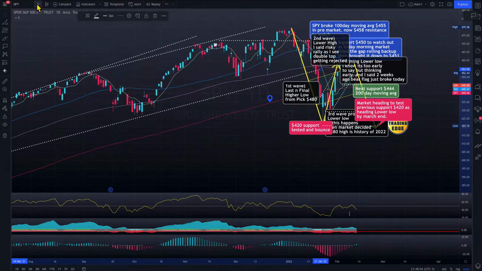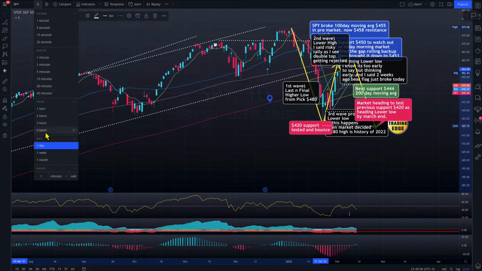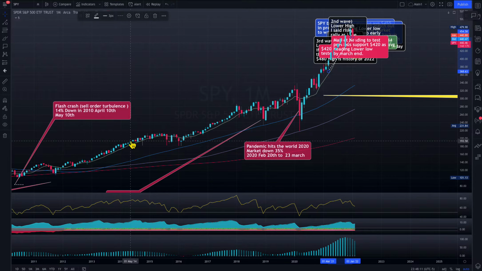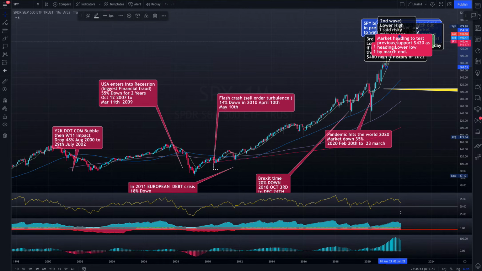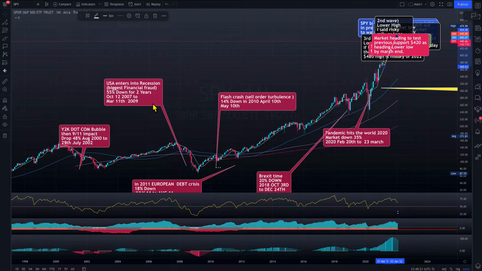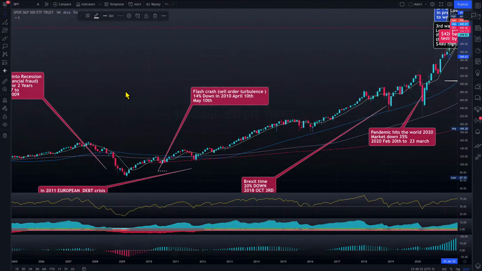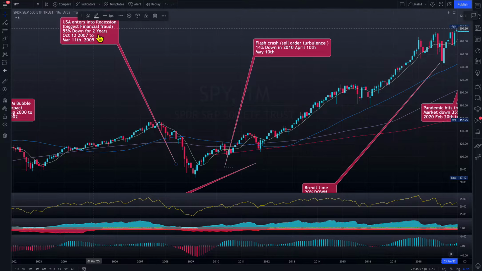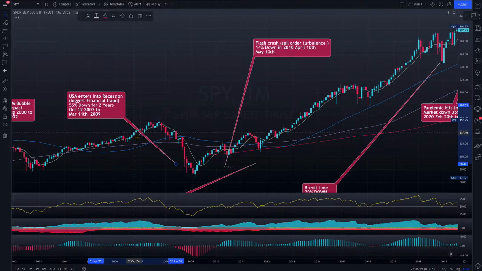So I'm going to take you there. If you want to see right here, I can take you to that one. Let's go to the monthly chart. Okay, right here. So, Y2K, 2008, I remember the USA entered into recession right here. So we created this, the USA entered into recession, the biggest financial fraud.